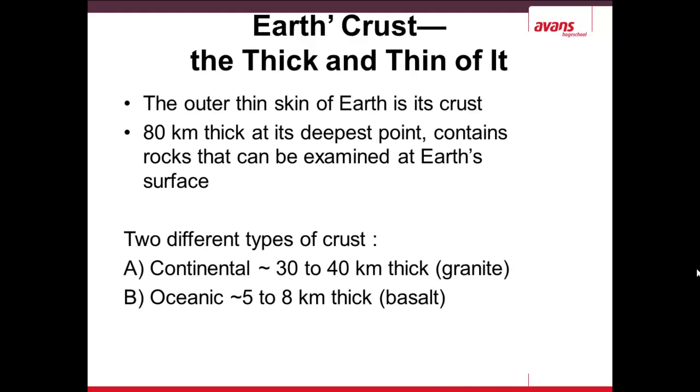The Earth's crust. The Earth's crust is the outer thin layer of the Earth. It's approximately 80 kilometers thick at its deepest point, and it contains rocks that can be examined at Earth's surface. So here we have direct contact with the geosphere. There are 2 different types of crust. We have the continental crust, the land part, which is 30 to 40 kilometers thick, composed mostly of granite, and the oceanic crust, which is anywhere from 5 to 8 kilometers thick, and this is basalt.